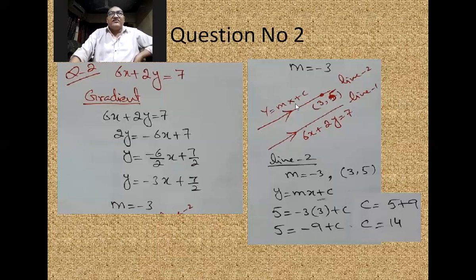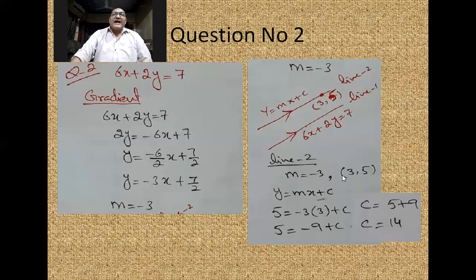Whose equation is y equals mx plus c, and that line passes through the point (3, 5). This line number 2 is parallel to line number 1, so whatever the gradient of line 1, that is minus 3, the same will be the gradient of this line. So y equals mx plus c. The m for this line will also be minus 3, and it is passing through the point (3, 5).